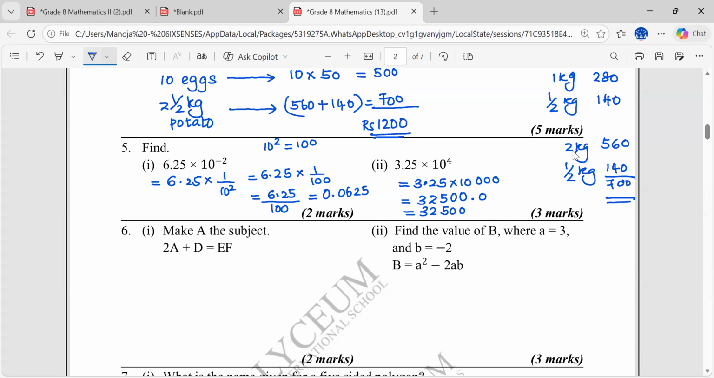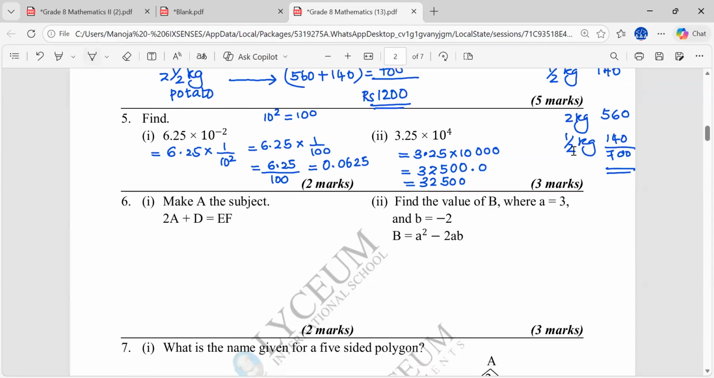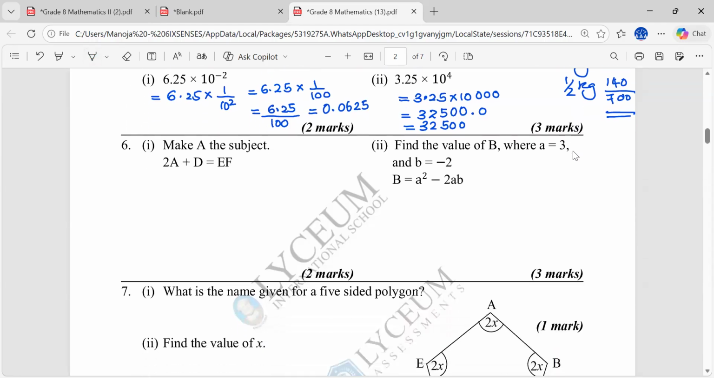I have explained this many times. Why do we need to write the point 0? There is no point of writing that point 0. I want to show what happened to the decimal and what happened to those digit values. To show that I write the point 0, but when I'm concluding the answer, I just write 32,500, right?